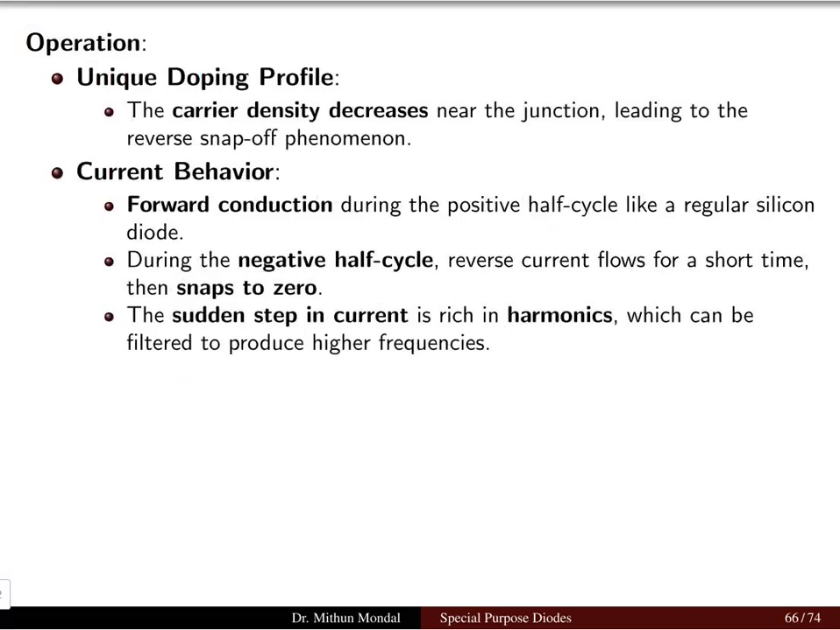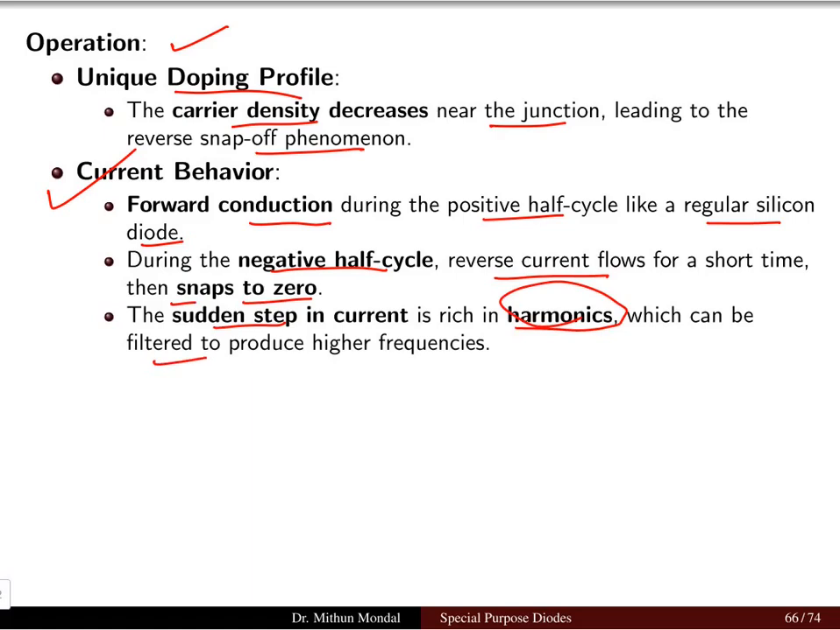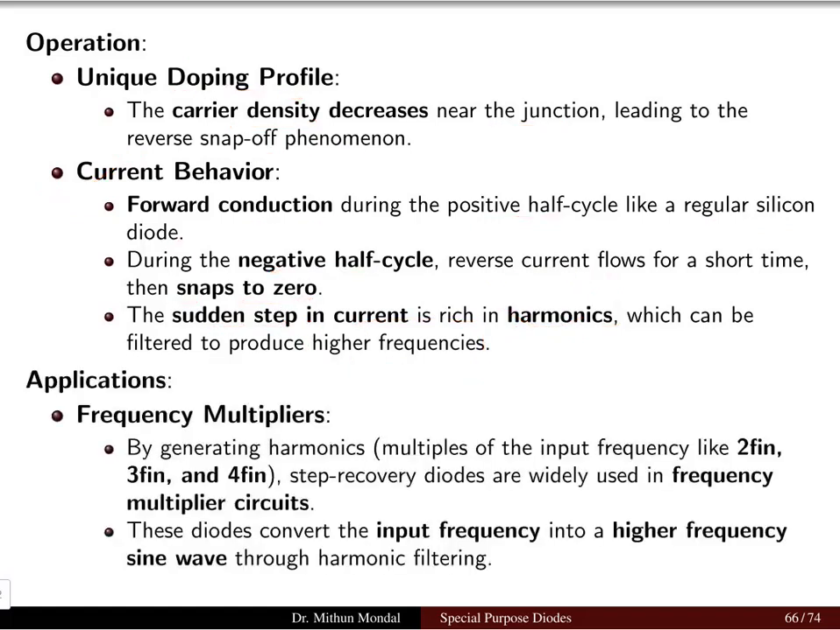In operation, it has a unique doping profile, because the current density decreases near the junction, leading to the reverse snap-off phenomenon. In forward conduction during the positive half cycle, it acts like a regular silicon diode. During the negative half cycle, when it is reverse biased, the reverse current flows for a very short time and then snaps to zero. The sudden step in current creates harmonics which can be filtered to produce higher frequencies, by cutting off the high frequency components in the circuit.